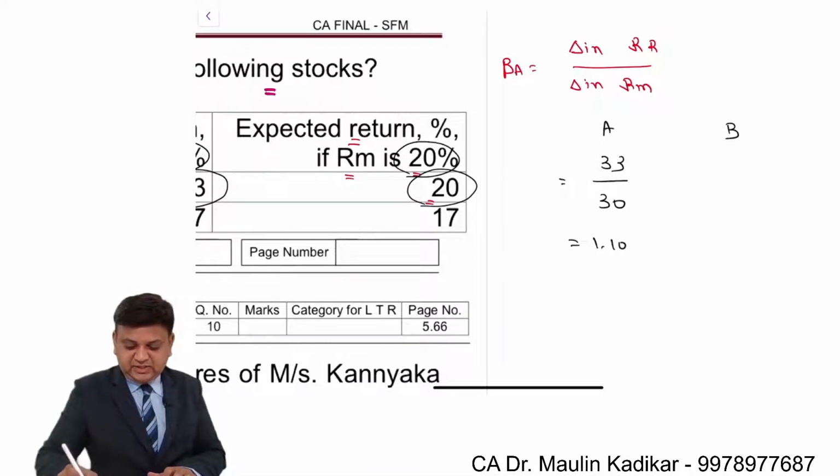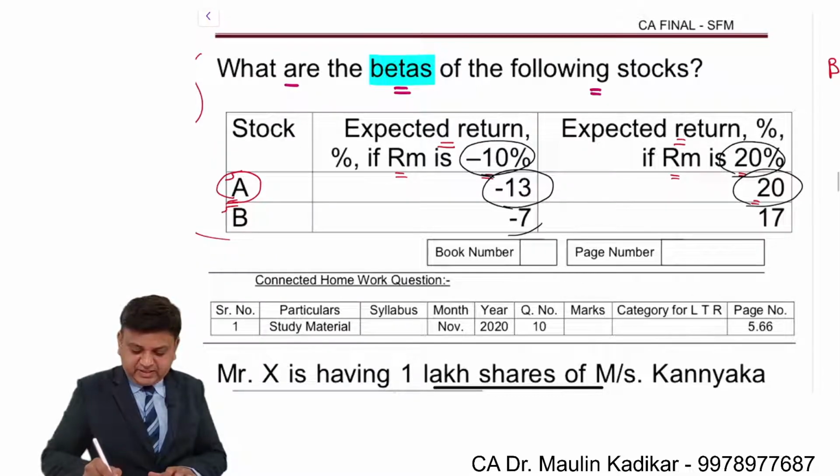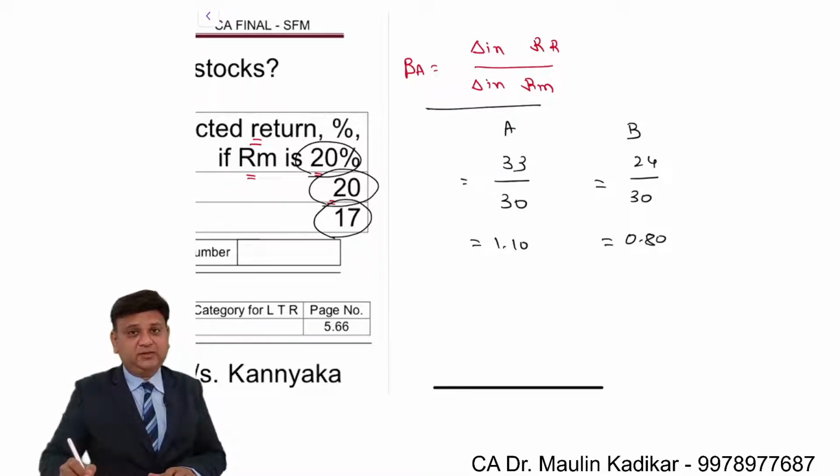The other is the security B. In that we understand the return changes from negative 7 to positive 17. So the return changes by 24, when the market return changes by 30. So the beta is 0.8. This is the way you can answer.